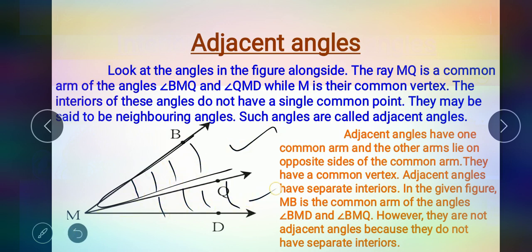So here, two interiors are separate. But when you take the other example which we took here, BMD and BMQ, here the interiors are not separate. So BMD and BMQ are not adjacent angles, whereas BMQ and QMD are adjacent angles, students. So you must have understood what adjacent angles are, students.